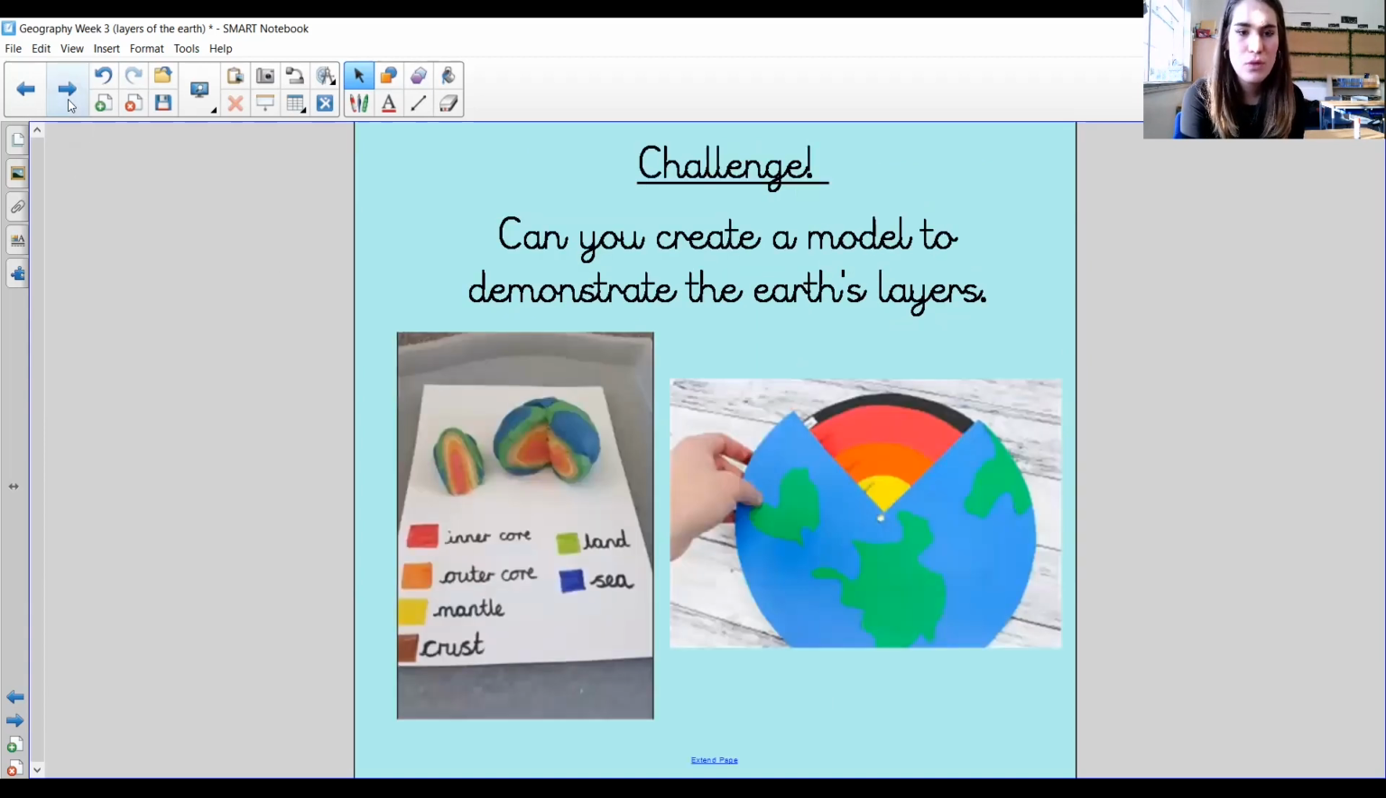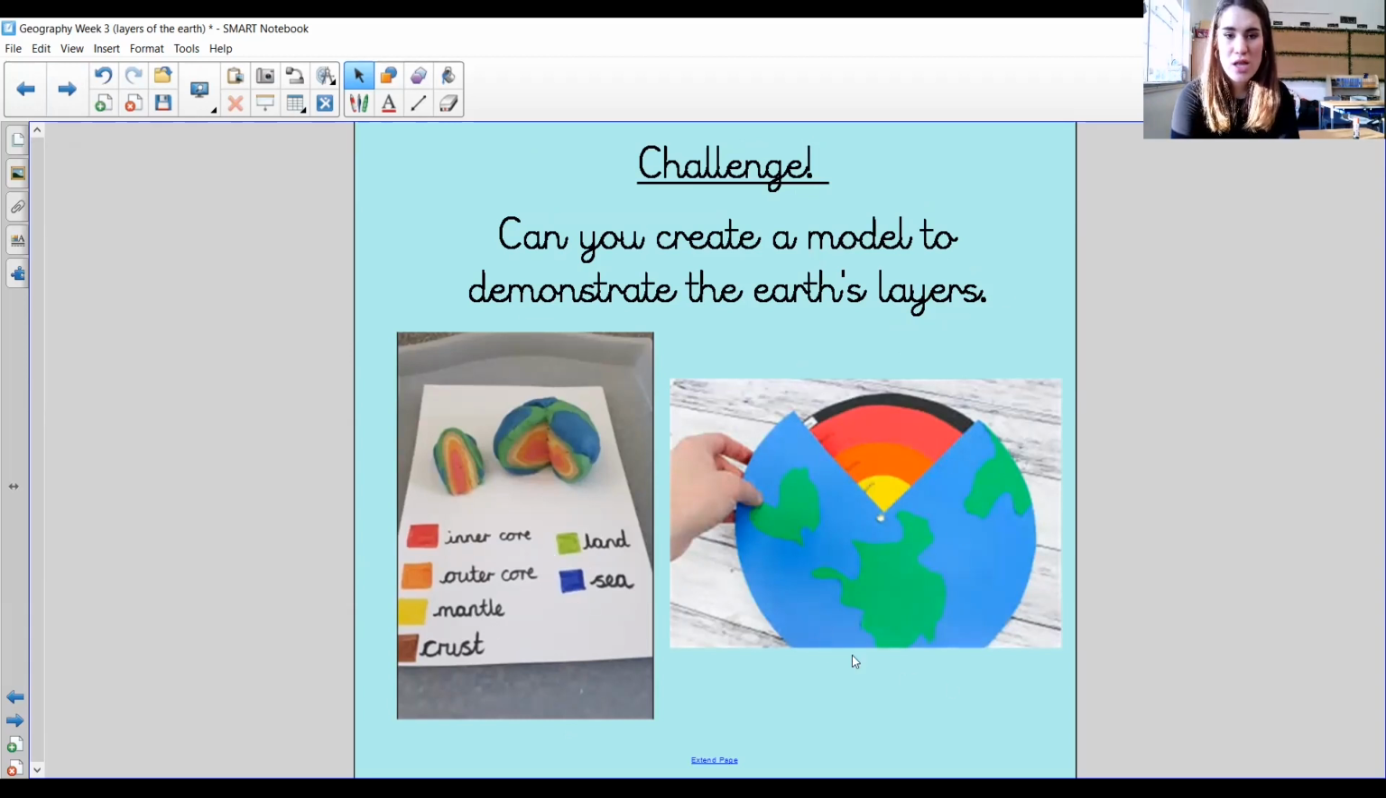Fabulous. So your task for today, after you've had a go at filling in those sentences, is to create a model of the Earth's layers. It's completely up to you how you would like to do this. Here we have an example that Miss Bishton very kindly created for year 4 last year, where you might have made the layers of the Earth out of Play-Doh. You can make your own Play-Doh and colour it in using paint or whatever you have at home. So you might want to be a bit creative and do it that way.